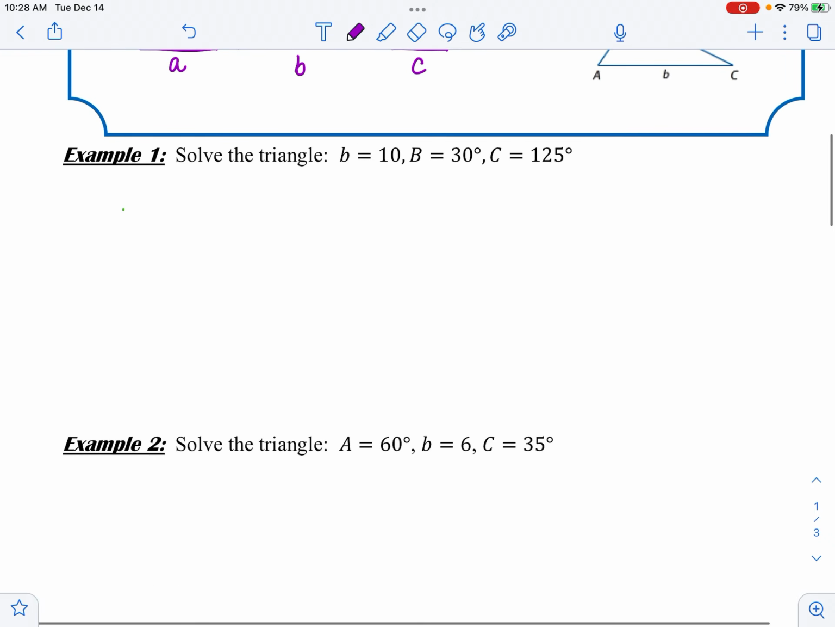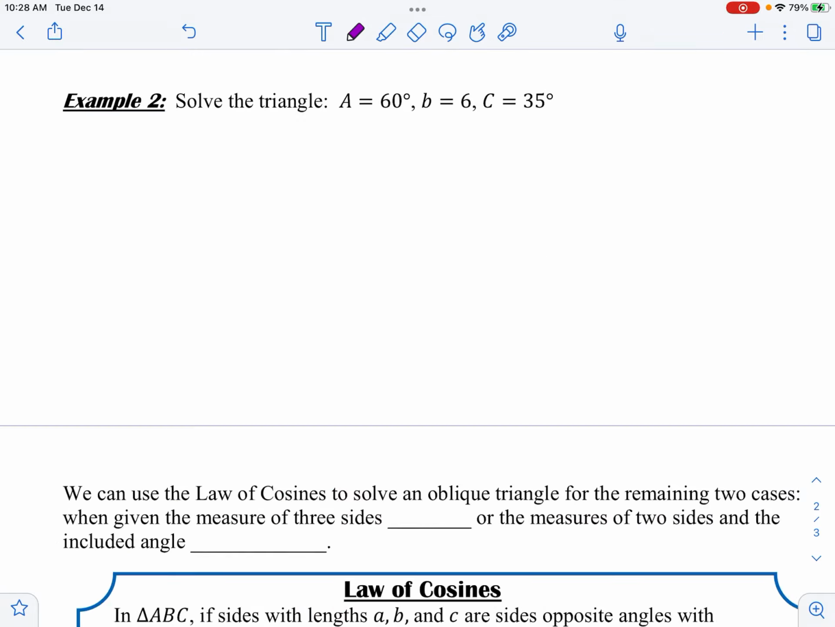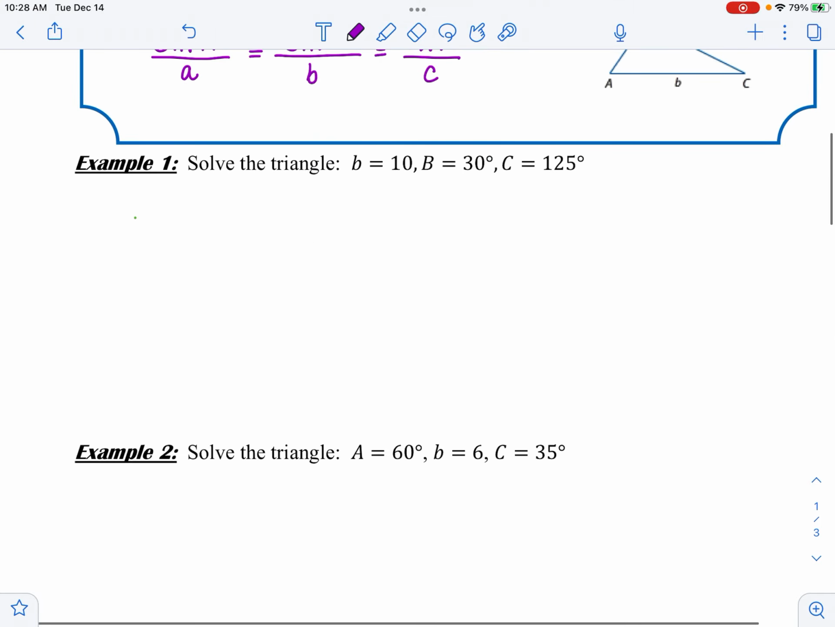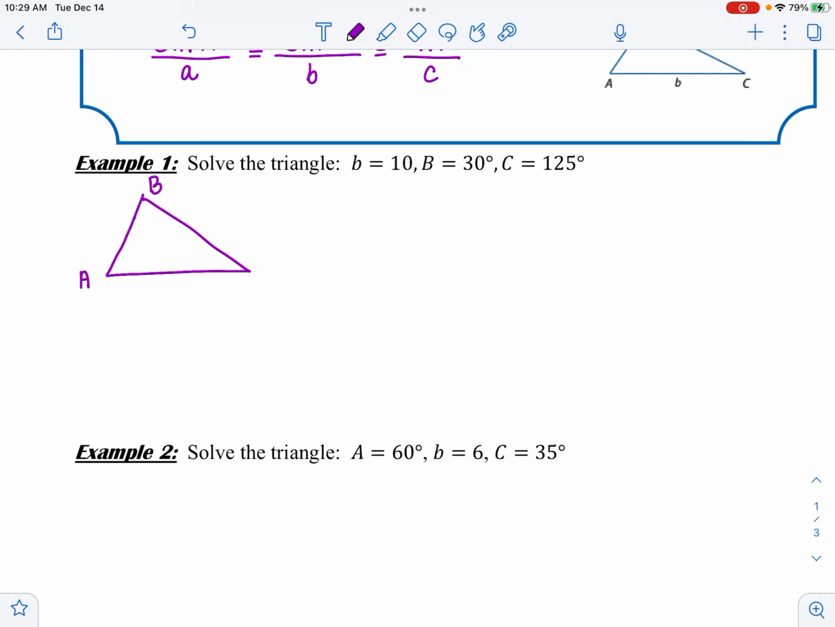Okay, so here's our first example. It says solve the triangle. And it gives us side B, and angle C. So first thing you're going to need to do is you need to draw a picture because we don't know if we can even use the law of sines yet. Okay, so let's draw a picture of a triangle. So here's a triangle. And I need to name that triangle, triangle ABC. Okay, so now I'm going to label what they gave me.